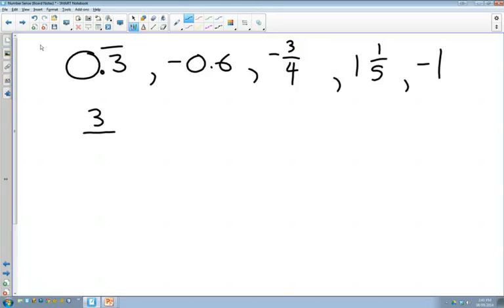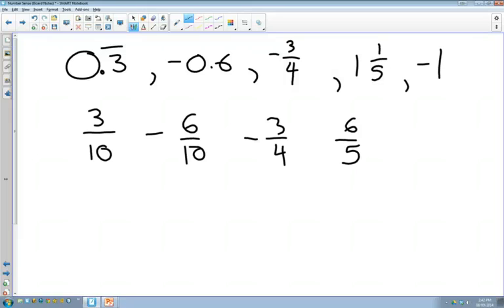Doesn't have to necessarily be over 100. 10. What would this be? Negative, right? What about that one? Improper. 5 times 1 plus 1. 6 over 5. And that one? Negative 1 over 1. Now, we've got them all as fractions. Can we compare them now? They need a common denominator, don't they? What would be a common denominator in this case? 20. Yeah, we can make it 20.